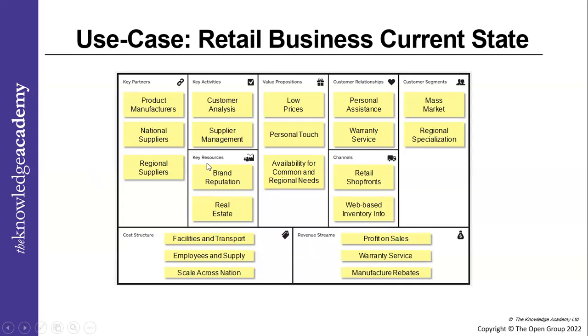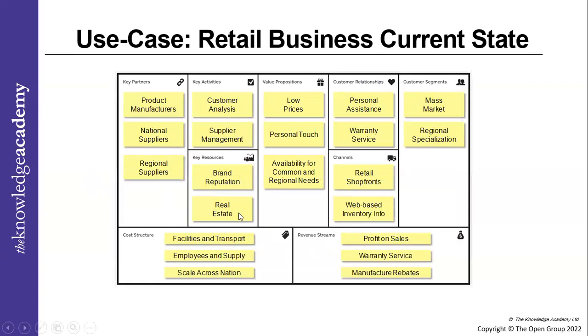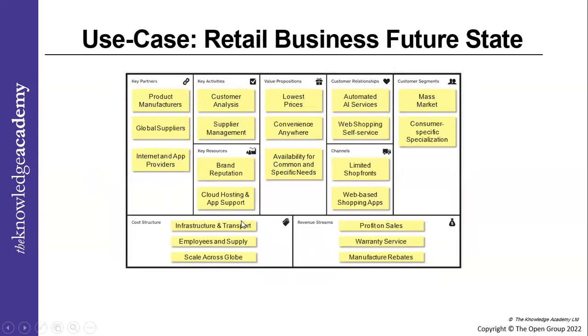Key resources. What are the key resources here? Brand reputation and real estate, correct? Now, if you go to the target state, the future state, what is here? Brand reputation, and they replace it with cloud hosting and Java app support. Is it digitalized? It's part of digital adaptation. What was it before that? Real estate. Now they replace it with cloud hosting and business process app support. Correct? Getting it? Nice.